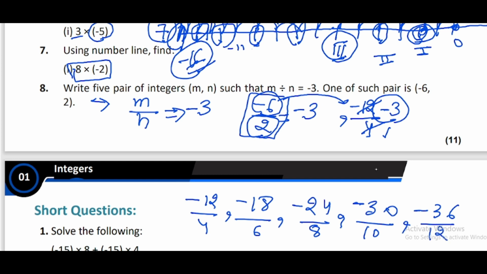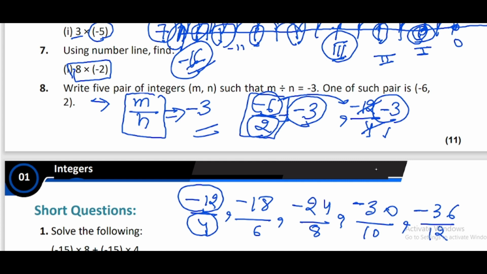Let's see. The integers m and n divided give minus 3. Then such a pair is minus 6 divided by 2, that gives minus 3. Then we take the same multiple of numerator and denominator. Then minus 6 and 2, both numerator and denominator multiplied by 2. Then minus 6 multiplied by 2 is minus 12, and plus 2 multiplied with 2 is 4. Then minus 12 by 4 also gives minus 3.